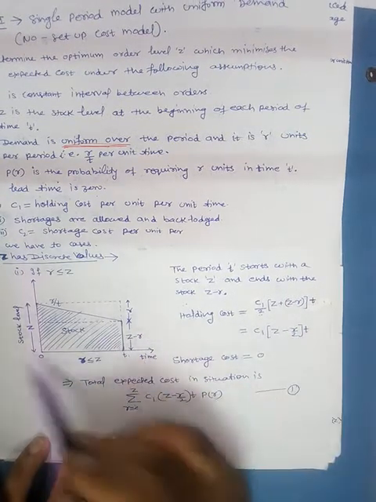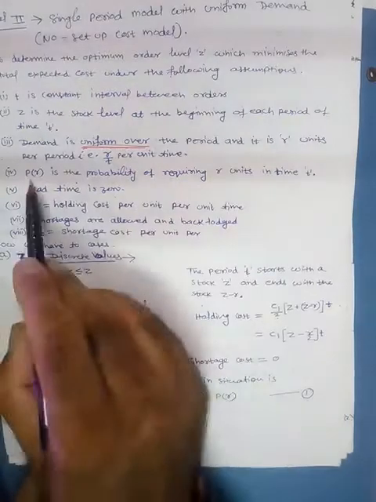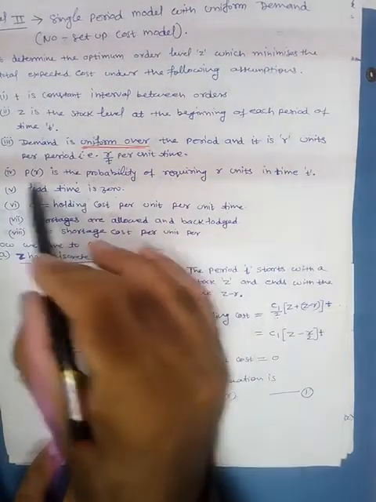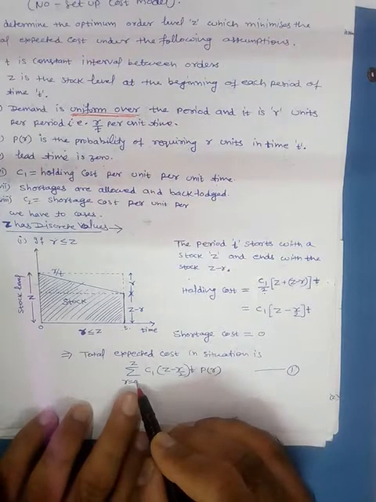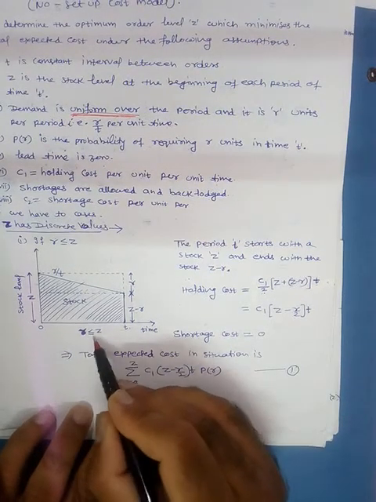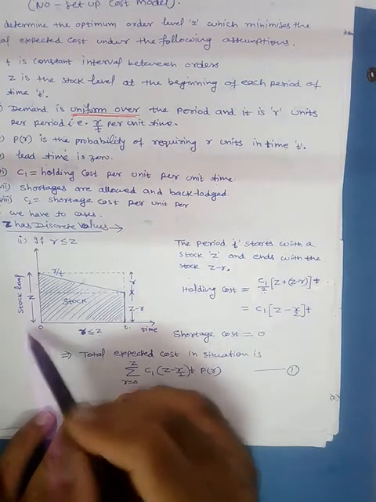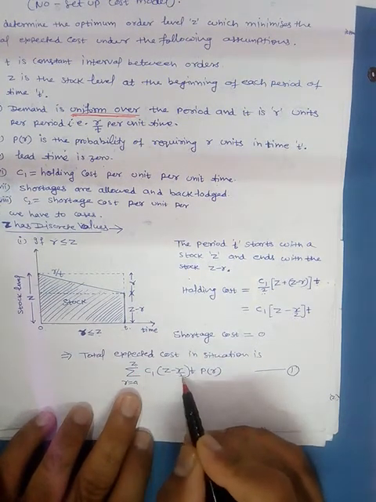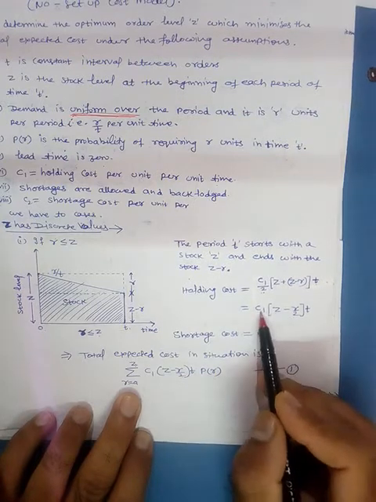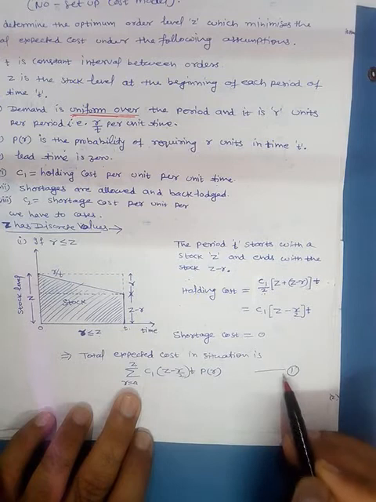In this period there is no shortage, that's why the shortage cost is 0. So the total expected cost, because the probability that you will fulfill all the requirement is P(R), is here for R from 0 to Z, because R is less than or equal to Z. Maximum you can fulfill Z amount, that's why R is 0 to Z. C1 into Z minus R by 2, into T, and then multiplied by P(R). This is equation number 1.